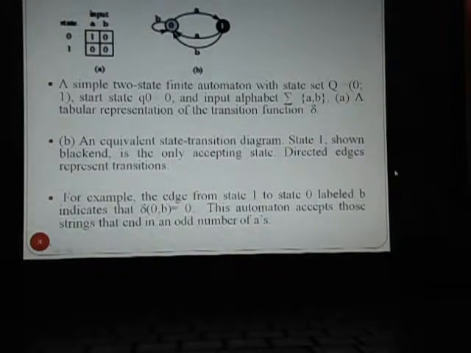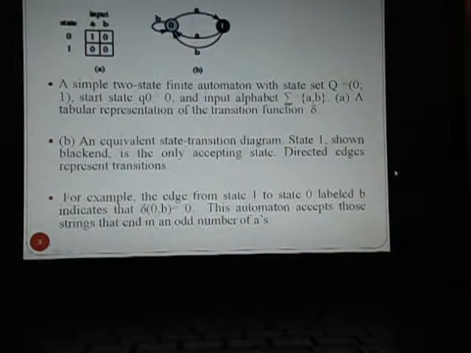This automaton accepts those strings that end in an odd number of a's. That is, if the given input is a, then it moves from the initial state 0 to 1. If the given input is ab, then it moves first from state 0 to 1 and then from state 1 to 0, but this is not acceptable. If the given input is aba and ba, then this is not acceptable.